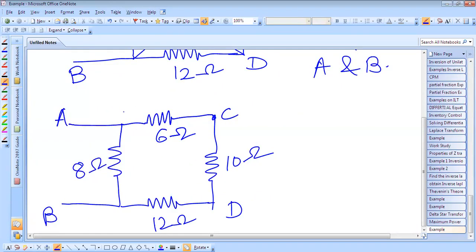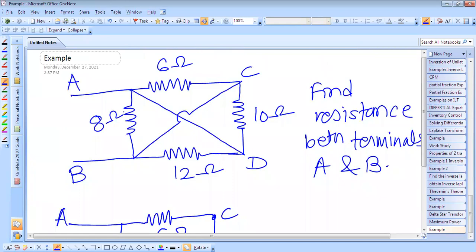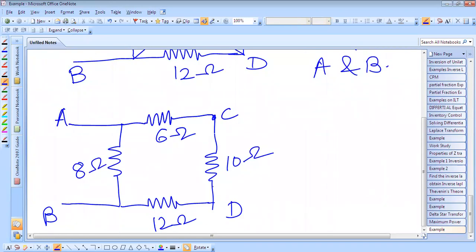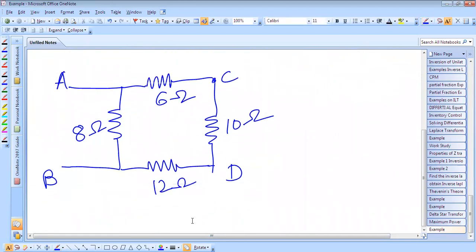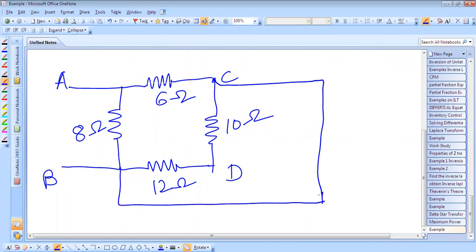We have seen that there is a short between the B and D line, and there is also a short between the B and C line. So we can draw it like this. There is a short line between B and C, and there is also one short line between A and D. So instead of this, we can draw it like this.